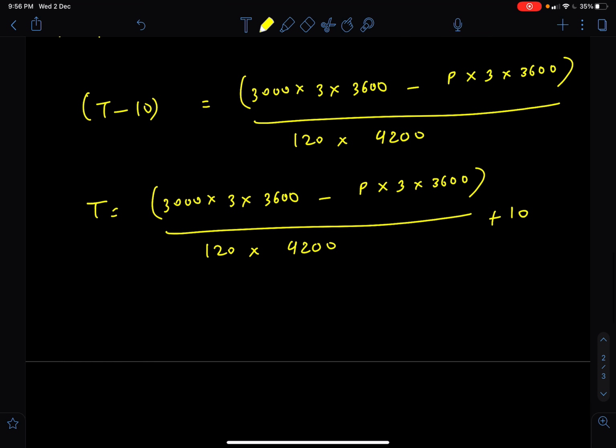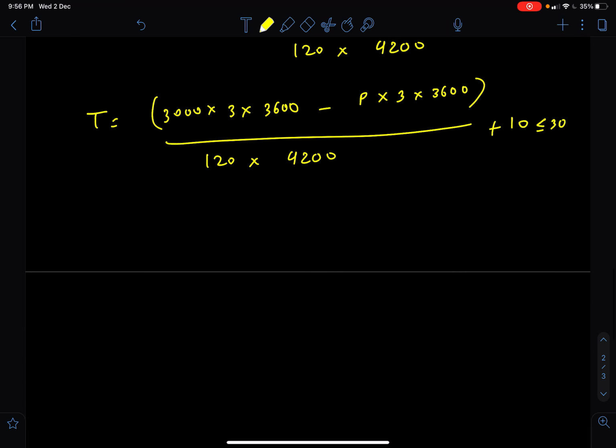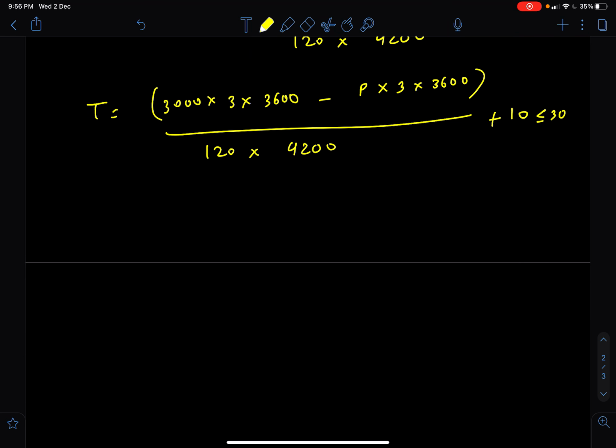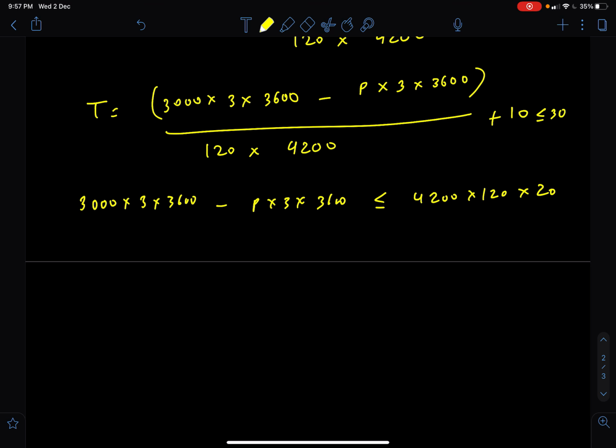And what do we require? We want that this temperature should be less than or at max equal to 30 degrees. So this inequality you have to solve, and after solving this inequality you will get the answer. So 3000 into 3 into 3600 minus P into 3 into 3600 should be less than or equal to 4200 into 120 into 20. Many things will get cancelled out, and I think you should be able to get the value of P from this.